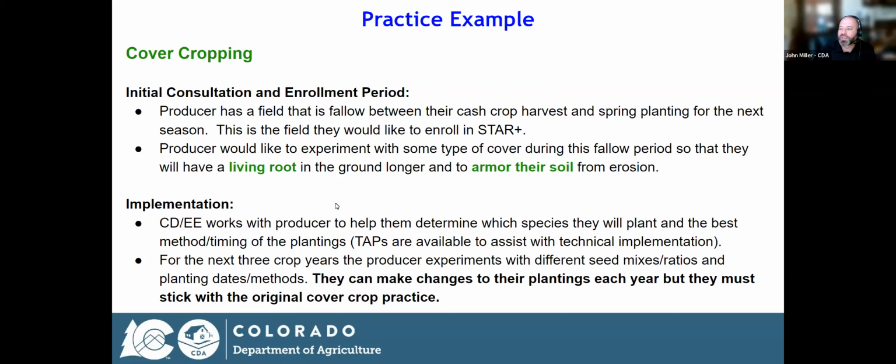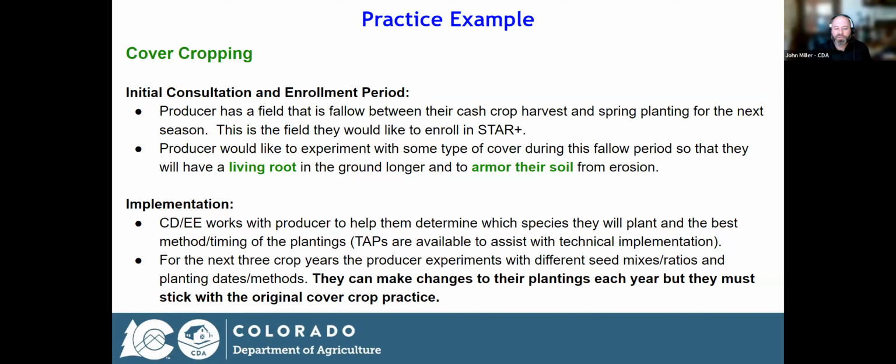And then how would the implementation work if this scenario is playing out? The conservation district and entity will work with the producer to help them determine which species they will plant and the best method or timing of the plantings. And there will be technical assistance providers available to assist with this technical implementation. So if you don't know much about cover crops, or when the best time to plant them is, or the methods of planting, or the species that people could try, you'll be able to seek assistance from technical assistance providers for that.